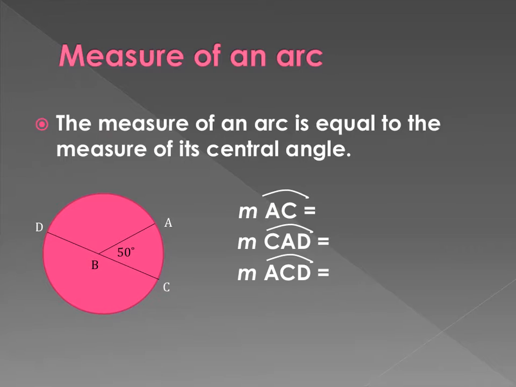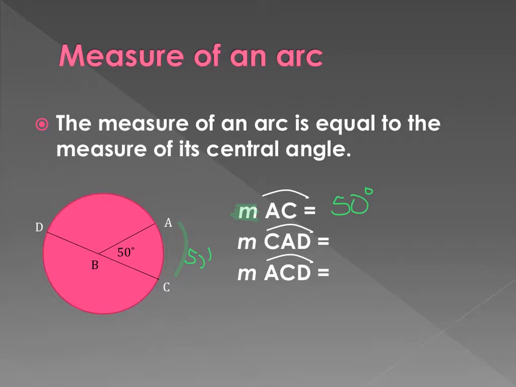Next, we're going to look at the measure of an arc. Notice this little lowercase m in front of the capital letters. This is indicating that it's a measure. The measure of the arc will always be in degrees. So, for our measure of an arc, the measure of an arc is equal to the measure of its central angle. So, in this figure, we can see that we have central angle ABC. So this could tell me that the measure of AC, this arc, is also going to be 50 degrees. Good.